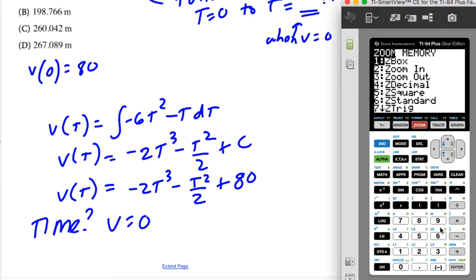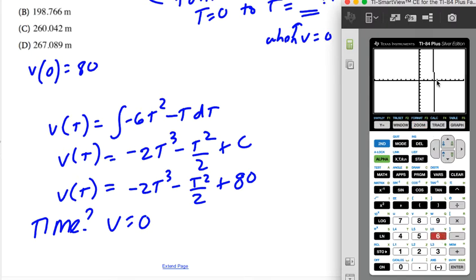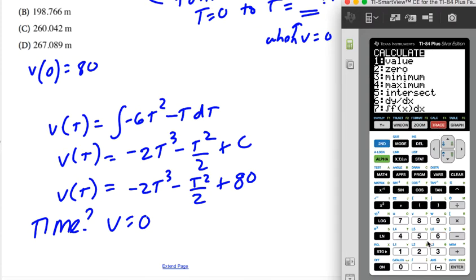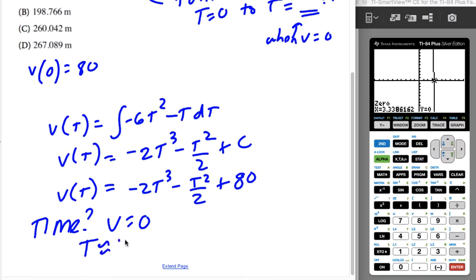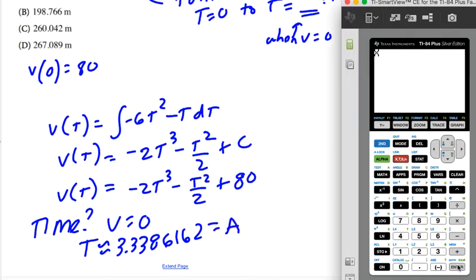I'll zoom 6 because this is probably a weird window. Okay, so that's the 0 I want. So second calc 0, and I'm at 0, 0. And just keep scrolling over. There it was. Okay, so I'm to the left, cross the axis to the right, enter. Okay, so I'm going to quit out of that. So I get that the time I want is approximately 3.33866162, but I'm going to call that A. So I'm going to quit out of this, x, and store that as alpha A.